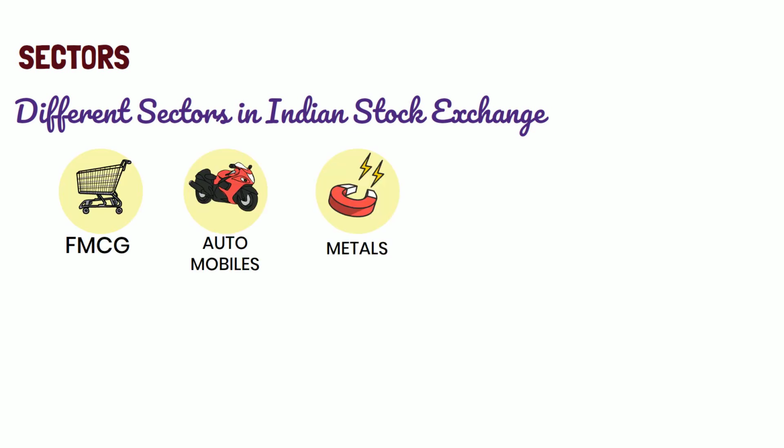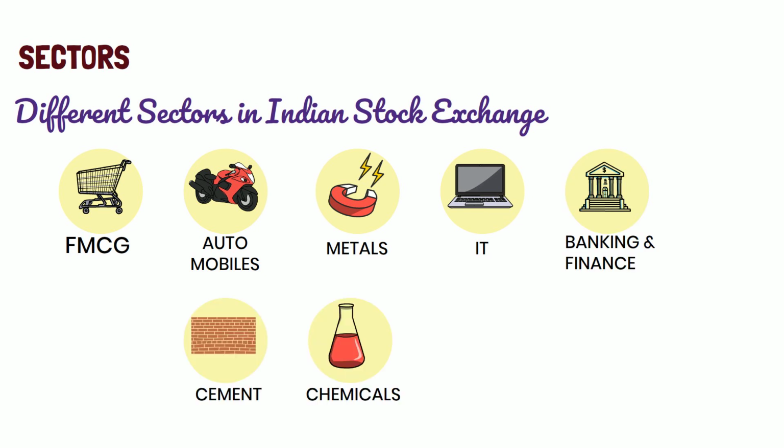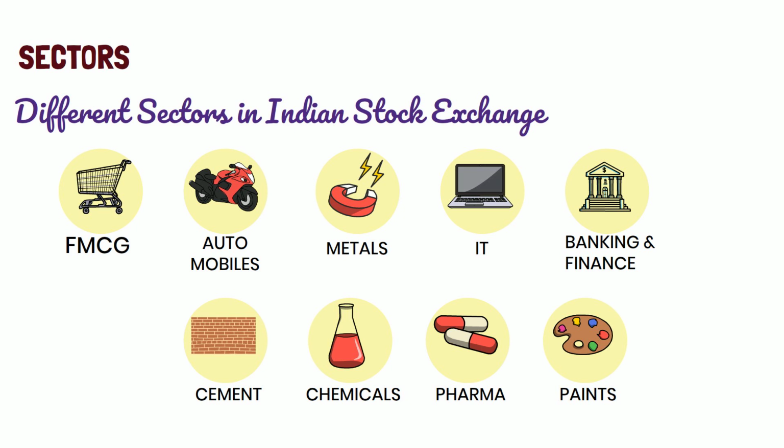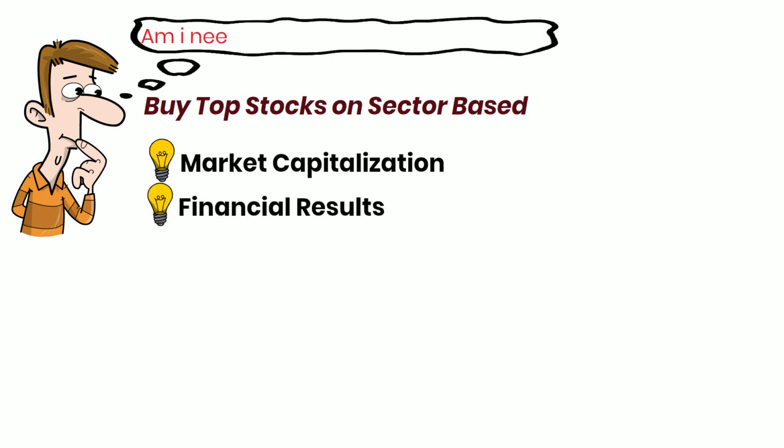Sectors. Indian Stock Exchange has stocks from different sectors. Major sectors are FMCG, automobile, metals, IT, banking and finance, cement, chemicals, pharma, paints, consumer durables, etc. It is a good idea to consider buying the top stocks in the sector based on the market capitalization and financial results. We don't need to think about touching all the sectors.